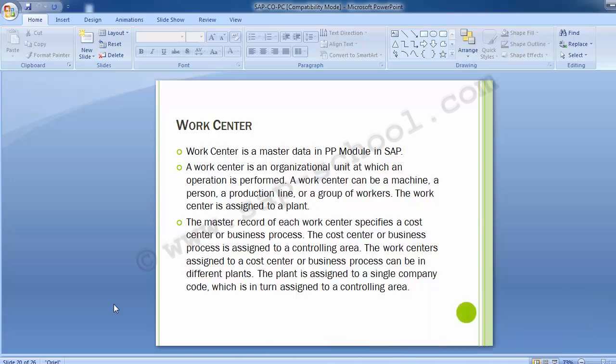So a work center identifies a machine or a work area where a production process is performed. Each work center or resource utilizes a standard value key, which is a unique set of activities related to a product, which needs to be carefully maintained or decided.